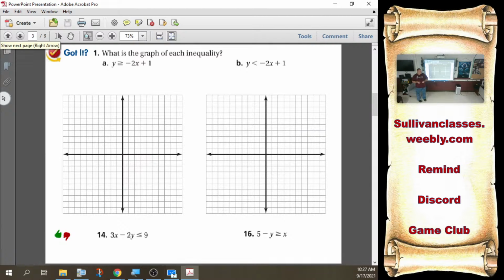You good? Do you remember how to do lines when they're not in slope-intercept form? 14 and 16 at the bottom. Get them. It means you might have to rearrange things. Maybe you have to graph by intercepts. Don't do the ones at the top. Do 14 and 16.